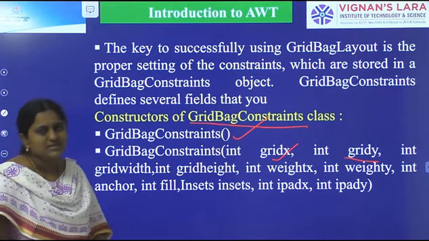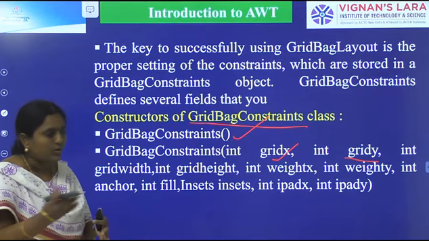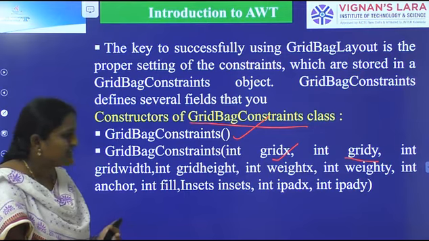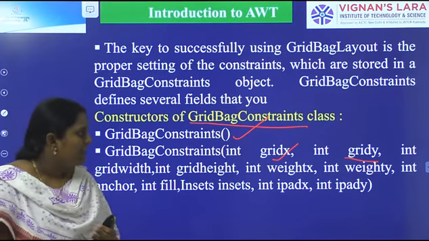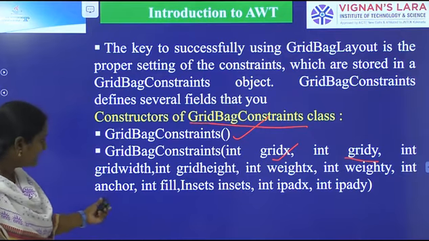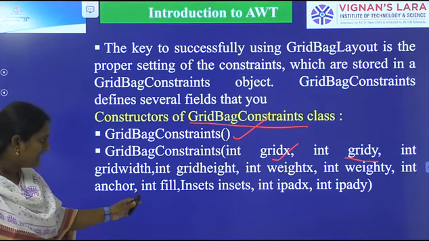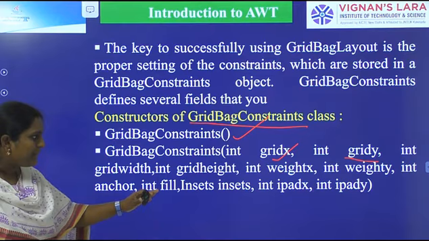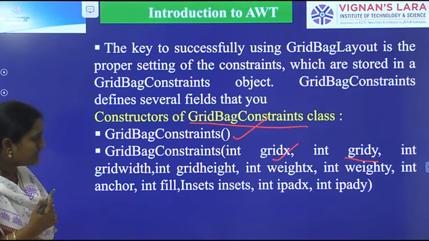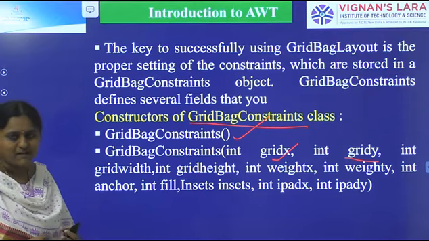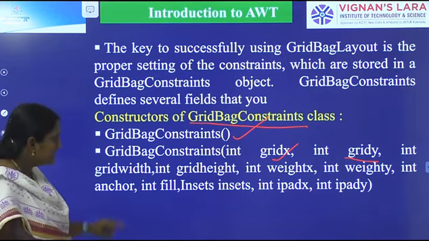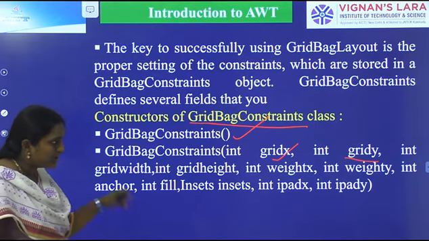Next, weightx specifies the horizontal space of a component. Next, weighty represents the vertical space of a component. Next one, anchor specifies the position where you have to put the component. Next one, fill. Next one, insets. Next one, ipadx, ipady. So what positions we have to specify, how we can place a particular component in a particular cell. These constructors define all these arguments.